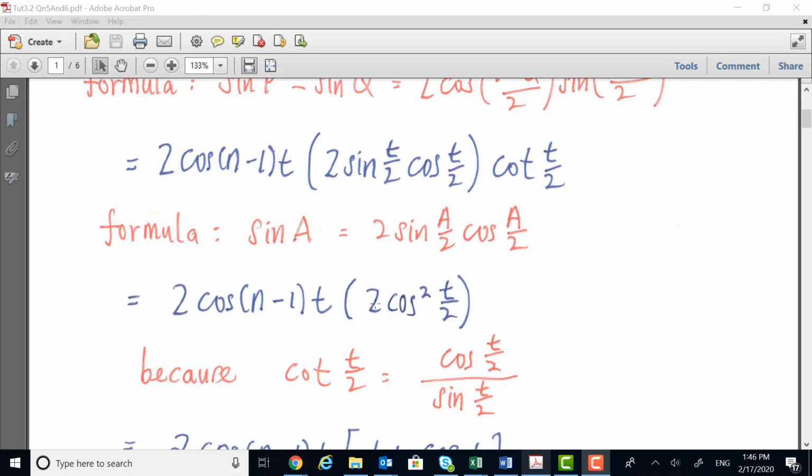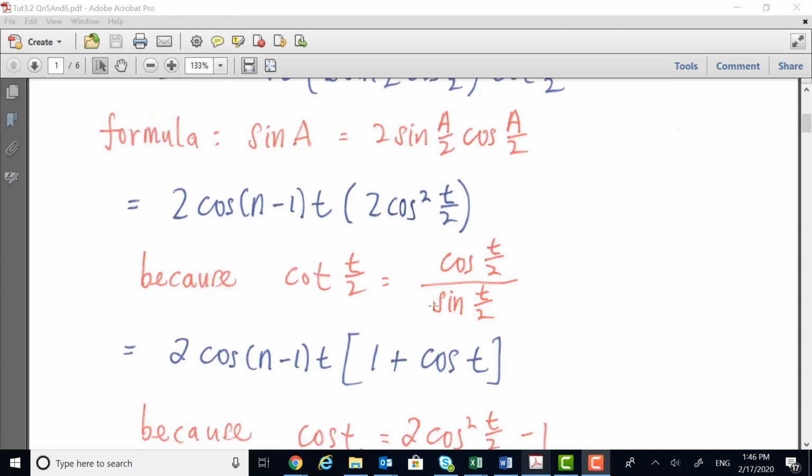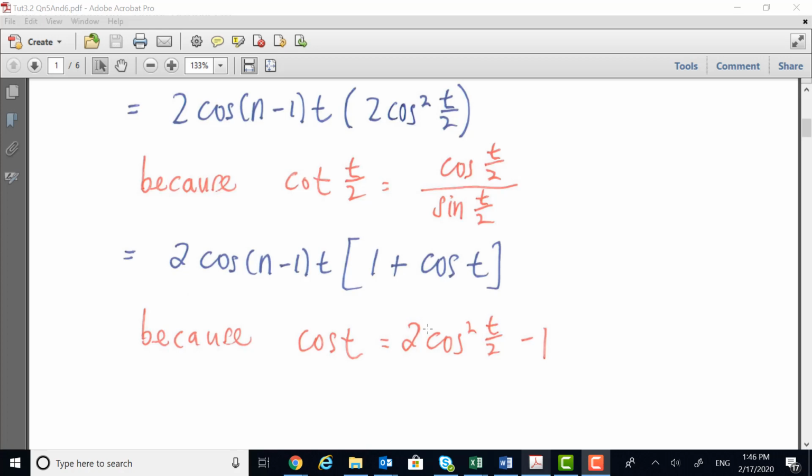And then for the 2 cosine square, I can use this formula, the double angle formula. If you make cosine square t over 2 the subject, you will have this one being replaced by 1 plus cos t. And here we are, a proven expression required for 5 part 1.